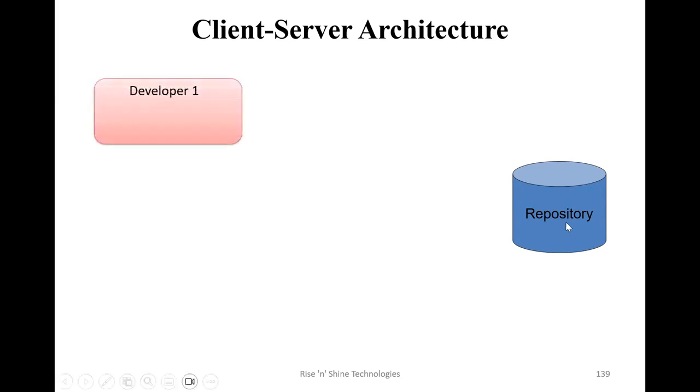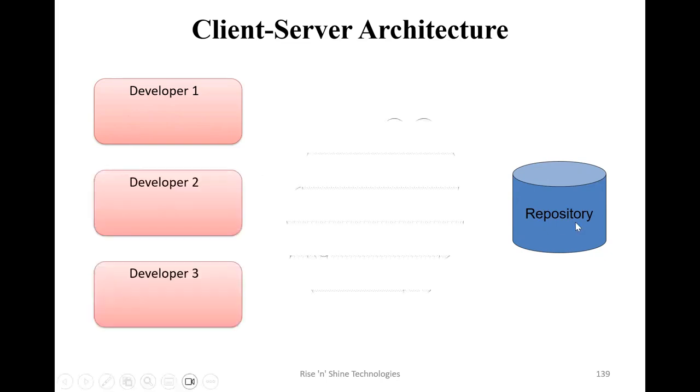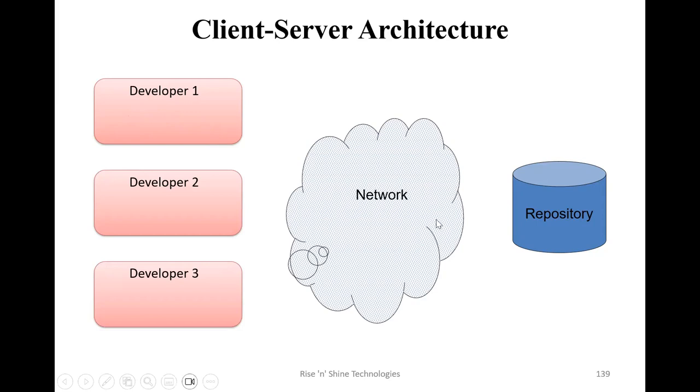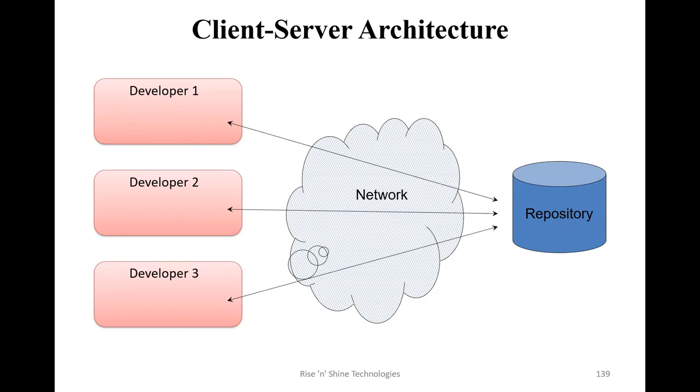This repository is a remote repository, but what does the developer have to do? The project code is available in the centralized repository, so he has to use some kind of client tools, like a browser, and connect to this remote repository through the network and get the code. Code is managed at the remote repository, which is an Apache server, but on the Apache we'll have some modules like SVN.